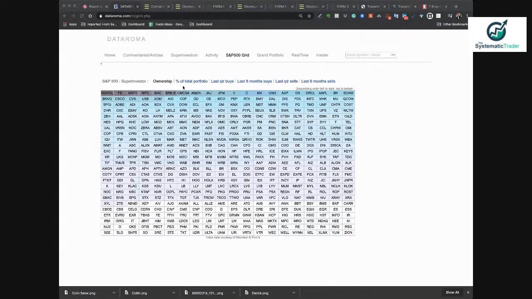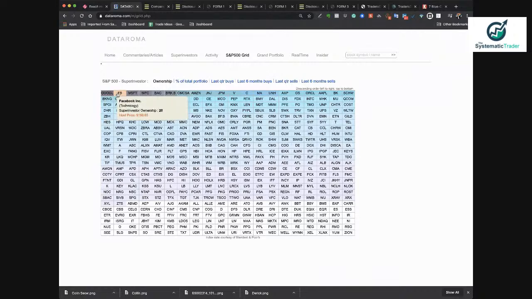So next is this. You go to here, ownership. From here, you can see Google is the most owned stock right now. That means out of all the super investors, 21 super investors are actually holding Google.